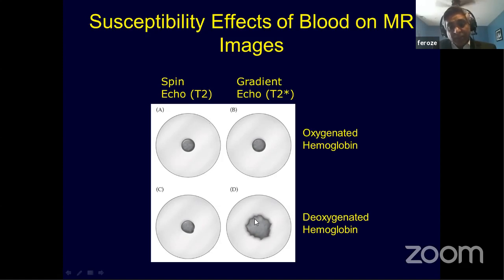And because of the susceptibility weighting caused by gradient echo imaging, the distortion is more exaggerated than what you see in spin echo images, right? So this was sort of the first imaging experiment to show that deoxyhemoglobin in the presence of a magnetic field causes signal loss compared to oxygenated hemoglobin.